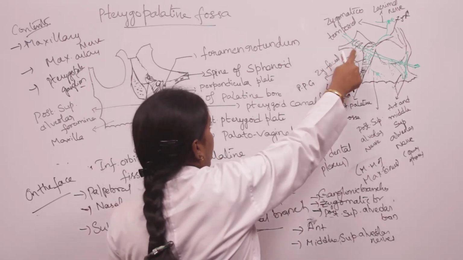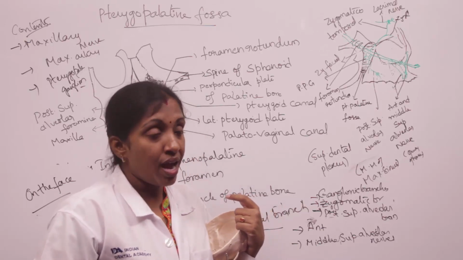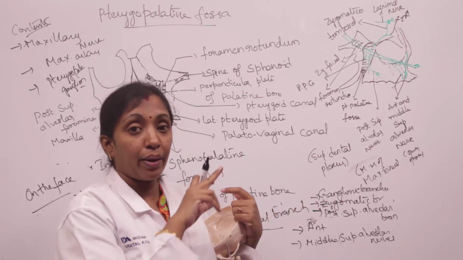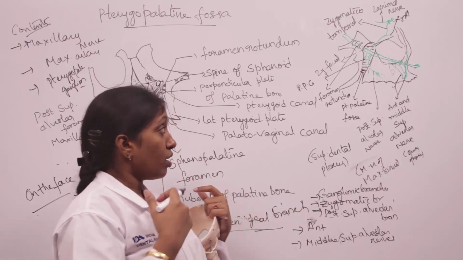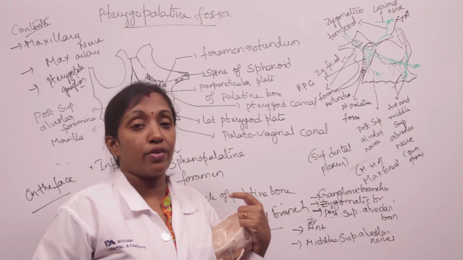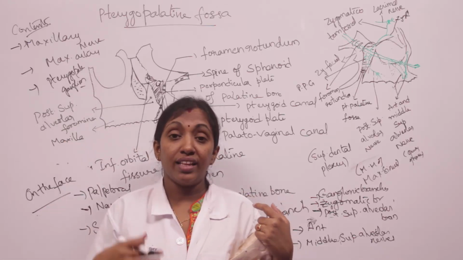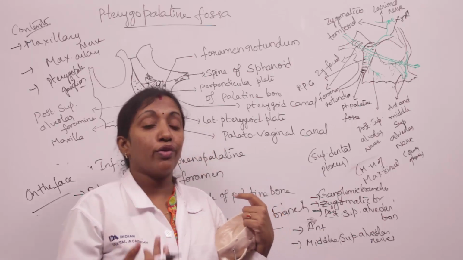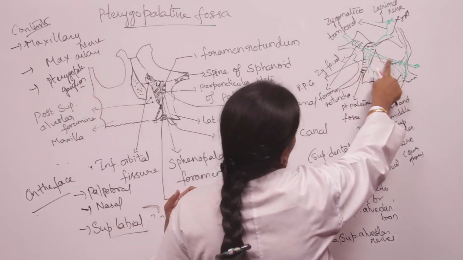Okay, so this is the foramen rotundum, and it enters into the upper part of the pterygopalatine fossa, and it lies in a fissure formed by the upper part of the posterior surface of the body of the maxilla, and it enters into the infraorbital fissure as the infraorbital nerve. So the infraorbital nerve is a continuation of the maxillary nerve. So this is the infraorbital nerve, right?